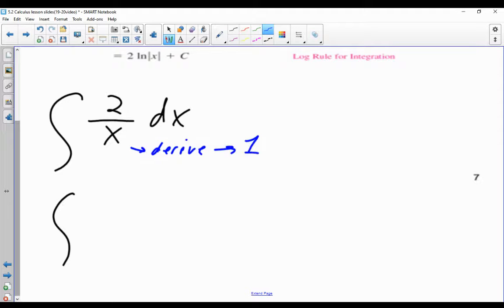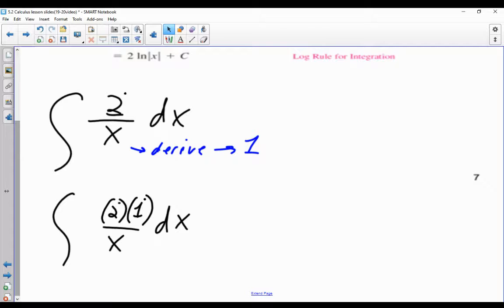Now, if only we had 1 on top instead of 2. Well, out of curiosity, what if I take the 2 and rewrite it as 2 times 1? You guys know that is true because 2 times 1 does equal 2. But why would I rewrite it like that? The reason is, what if I kept the 1 where the fraction is, and then took the 2 and brought it to the front?